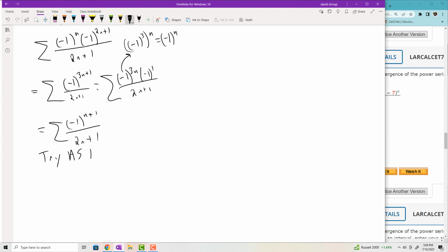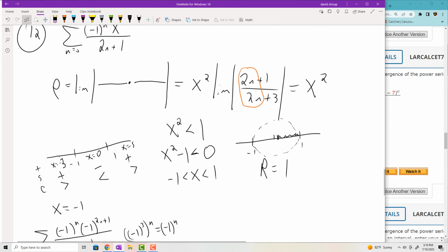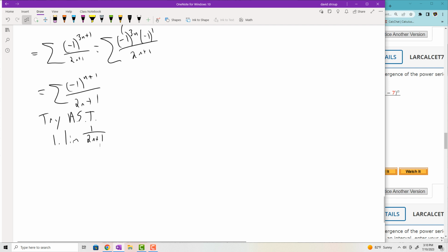Try the AST. So tell me, the reader, which test you're going to do. The first step is to take the limit of the positive portion of the a sub n. Remember, in the alternating series test, we don't work with that negative 1 either. Just like here with the rho value, I should not see a negative 1 in there. You should not see a negative 1 in this test. Anyways, we need two things to happen. We need that limit to be 0. We need the terms to be decreasing.